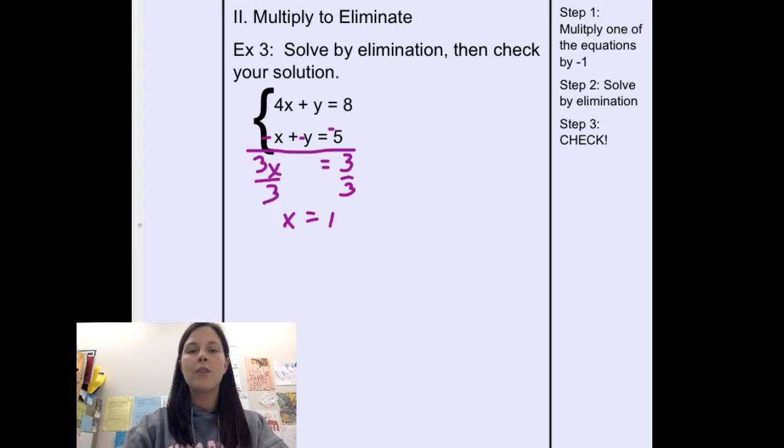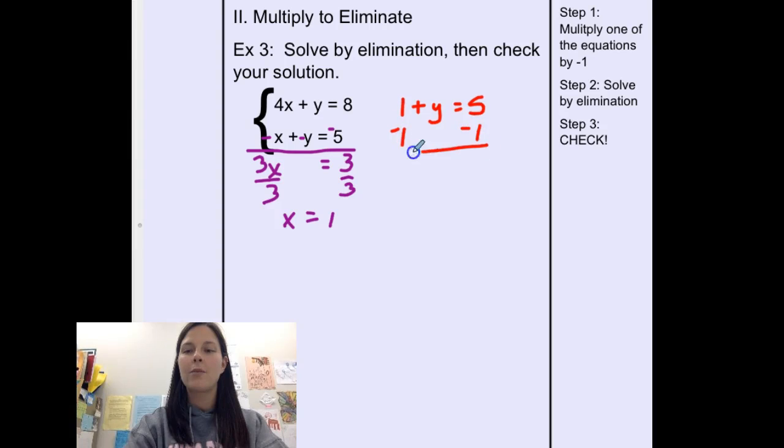To solve for y, you can choose either equation. I'm going to use the second equation this time, and I'm going to use the original equation, not the one I multiplied through by a negative. So I'm going to take x plus y equals 5. Subtracting that 1 from both sides, I get y equals 4.